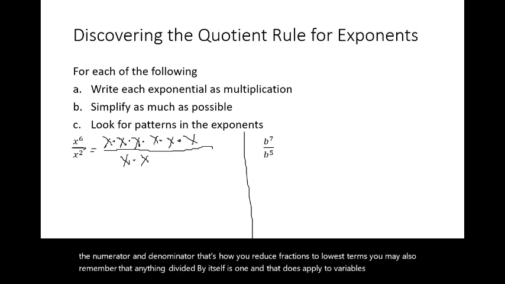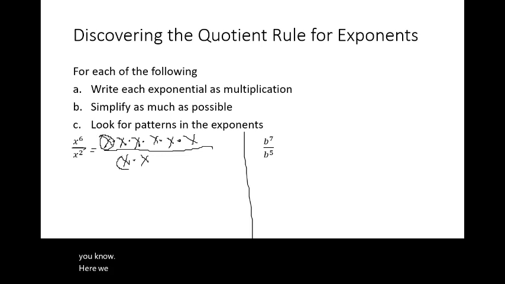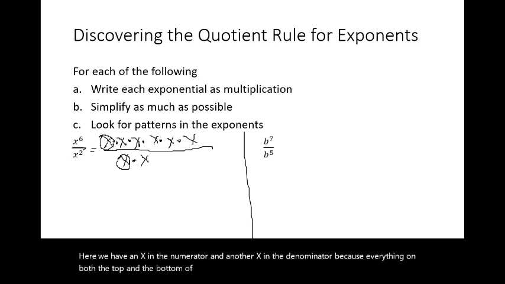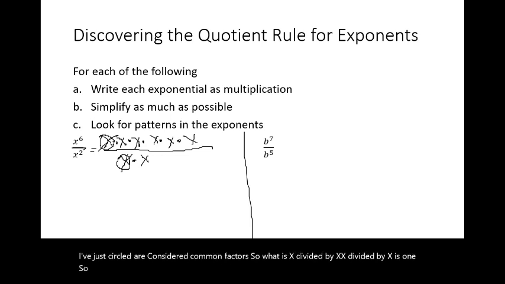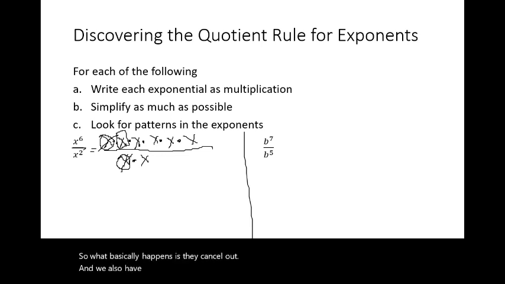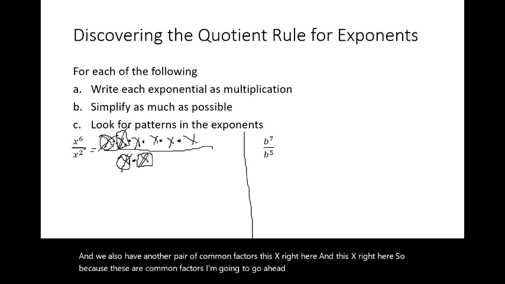So if you notice here, we have an x in the numerator and another x in the denominator. And because everything on both the top and the bottom of this fraction is all multiplication, that means that these x's that I have just circled are considered common factors. So what is x divided by x? X divided by x is 1. So what basically happens is they cancel out. And we also have another pair of common factors, this x right here and this x right here. So because these are common factors, I'm going to go ahead and cancel them out.